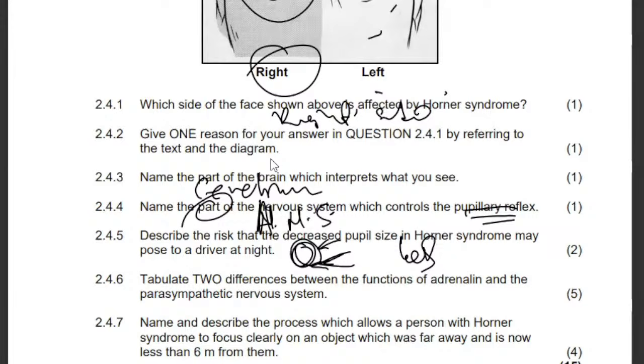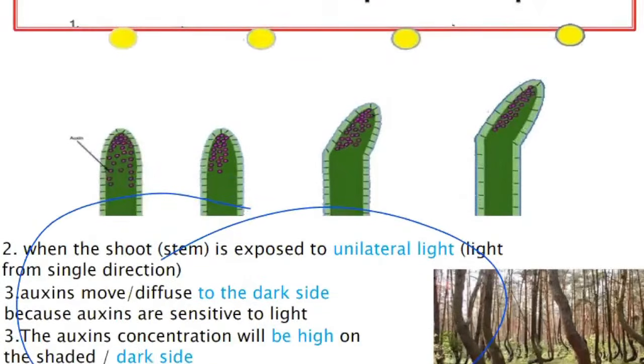Yes, so meaning that you won't be able to see in slightly darker areas compared to other individuals. Yes, tabulate two differences between adrenaline and the sympathetic parasympathetic nervous system. So basically, remember, adrenaline is as a result of the sympathetic nervous system. So they are looking at the difference between the sympathetic and the parasympathetic nervous system.